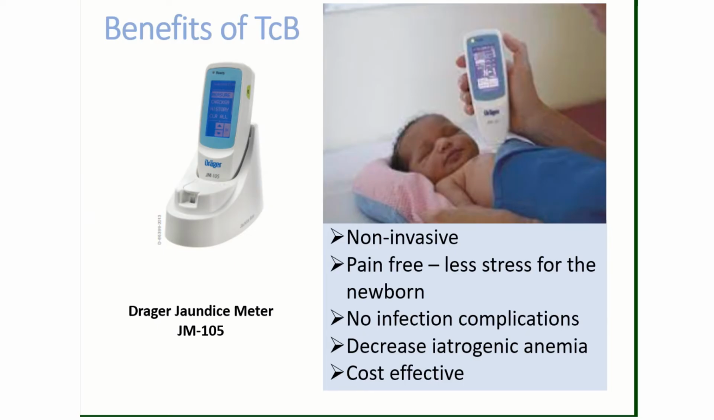What are the benefits of using a transcutaneous Bili meter? First and foremost, it's non-invasive and pain-free, which in turn causes less stress for the newborn and the parents. Secondly, there are no infection complications, it's cost-effective, and it decreases the potential for iatrogenic anemia. Iatrogenic anemia is anemia that is caused by multiple blood draws during hospitalization.